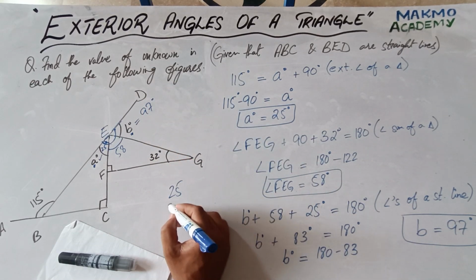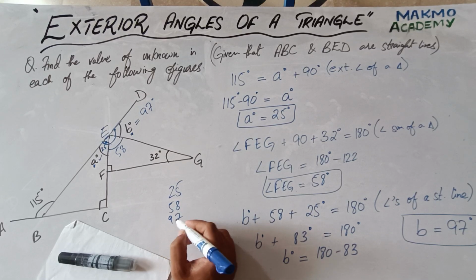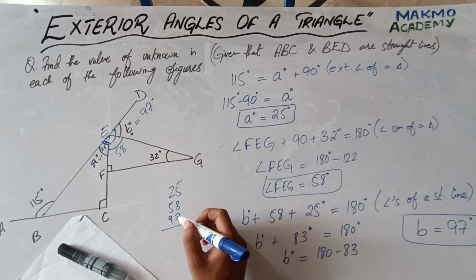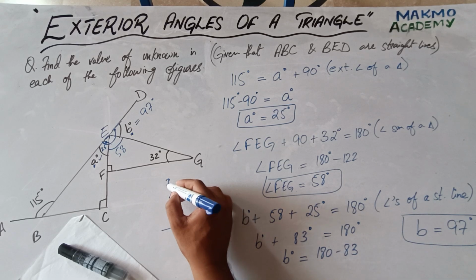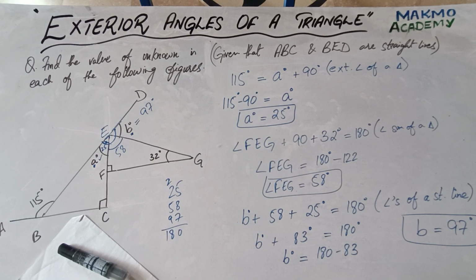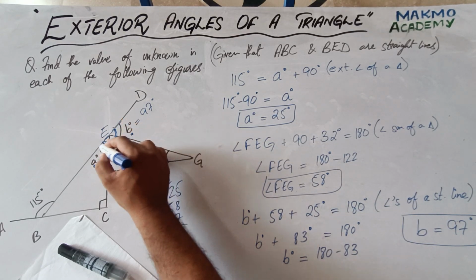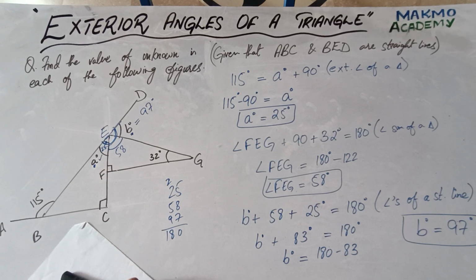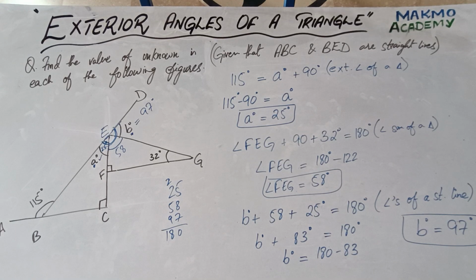If we add 25, 58 and 97, what would this give us? 7 plus 8 is 15, 15 plus 5 is 20. So 2 plus 2 is 4, 4 plus 5 is 9, 9 plus 9 is 18, 180 degrees. You can see that the sum of all the angles is equal to 180 degrees. This is how we can find out the size of an unknown angle in a figure by using all those properties which we have already studied.